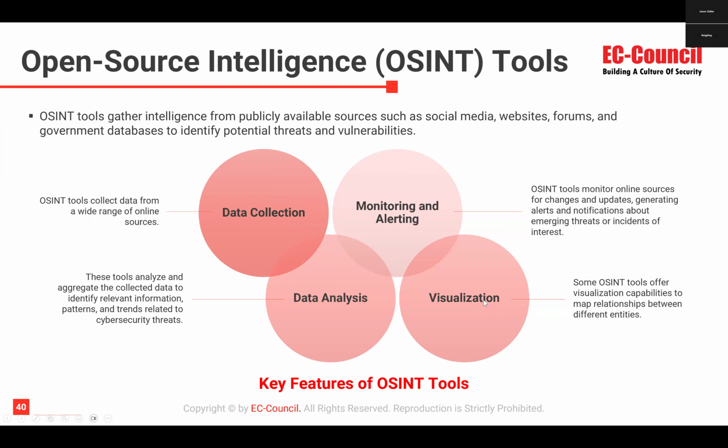Let's see here. Open source intelligence tools. These are used to gather intelligence from publicly available sources. And these will collect their information. We can use them to analyze things. What do we use OSINT for the most?